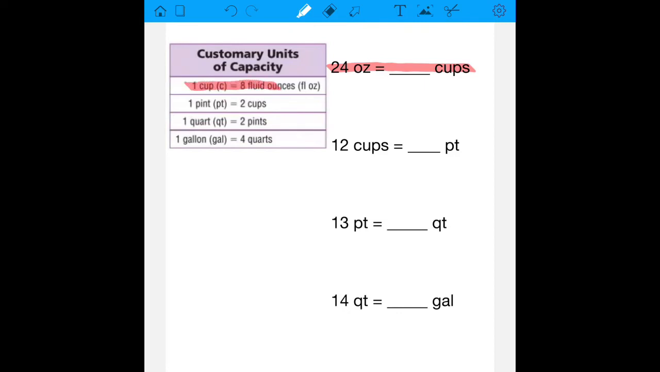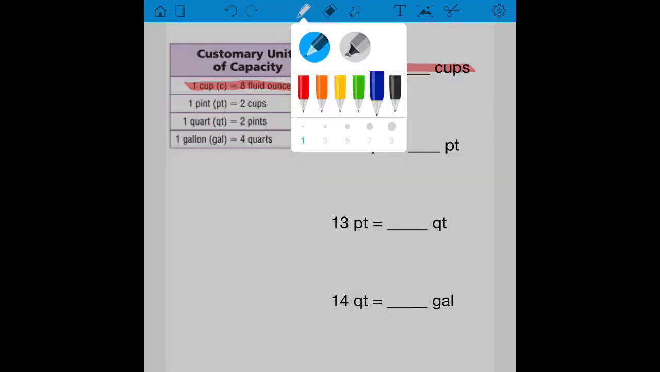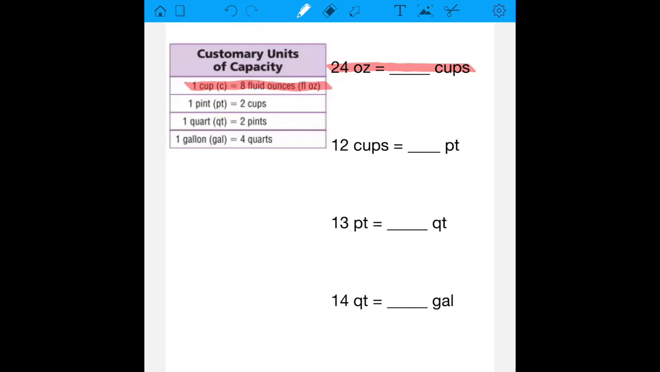In this case, I've got 24 ounces, and I want to change that over to cups. I look at my chart over on the left, and I can see that 1 cup is equal to 8 ounces. So let's do the conversion. I know this time I'm going to end up doing some division. So in this case, it's 24 ounces divided by 8 ounces in a cup. That equals 3. So I know that 24 ounces is really equal to 3 cups.